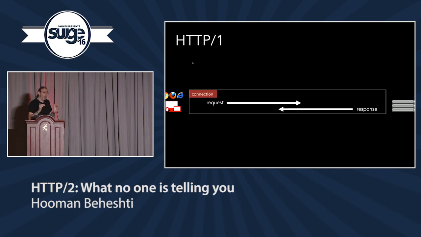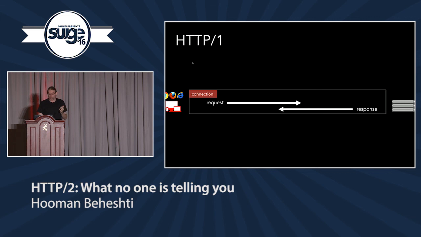Now, with H1, we had this one connection, and nothing else could happen over that connection for the lifetime of that request-response exchange, right? This was the big problem. Because that connection was blocked while this outstanding request was being processed, we experienced a phenomenon called head-of-line blocking. So nothing else could happen over that HTTP/1 connection. We had no concurrency, no multiplexing, no interleaving of responses.